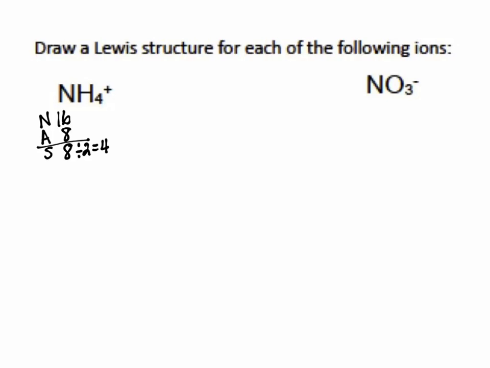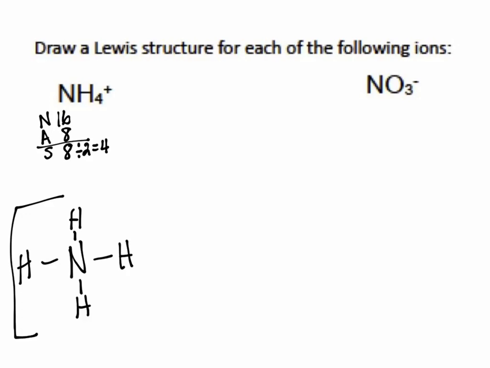That means we need to have 4 bonds. So we have nitrogen. We have 4 hydrogens, which is good. Each one of those gets a bond. And everybody is happy. And then you need to draw your brackets and do the plus. Available. Electrons available.